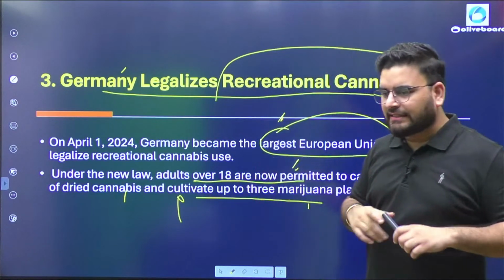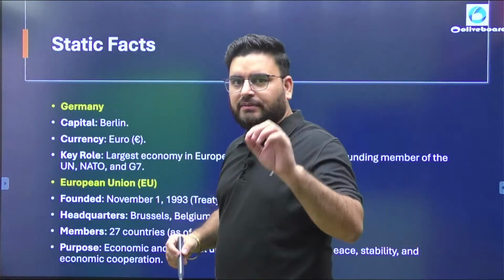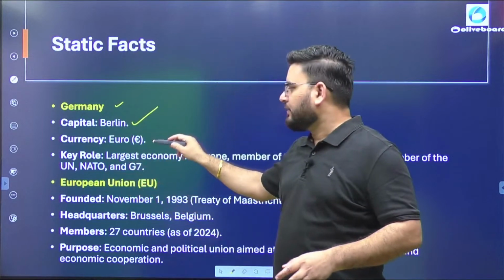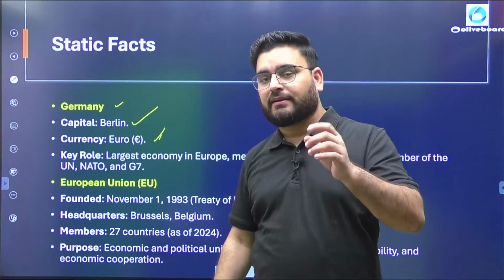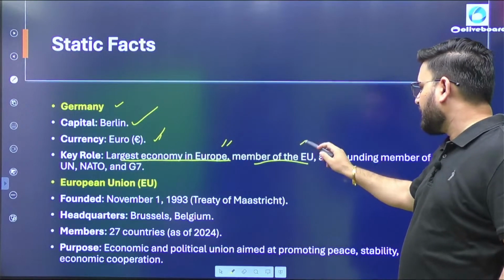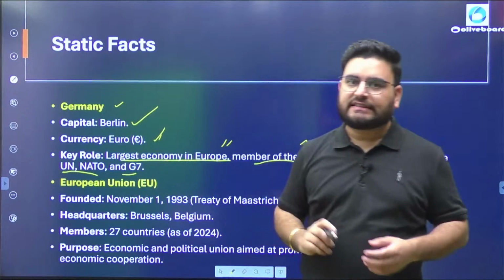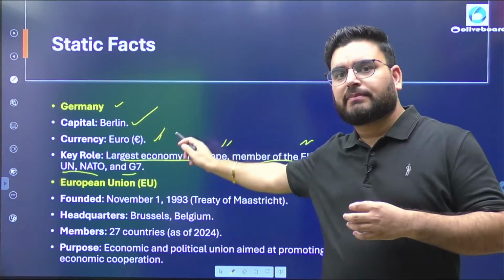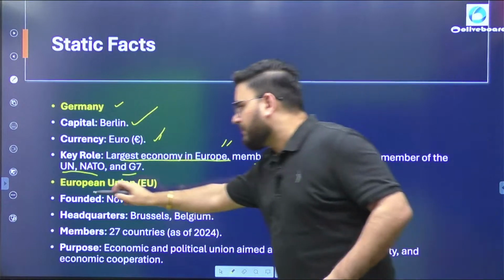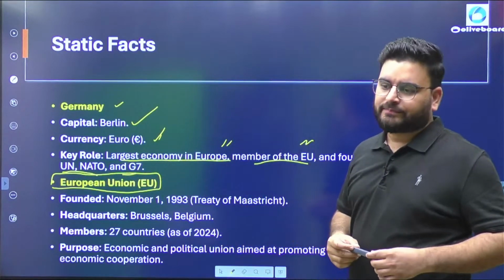Okay, now let's relate with the static thing. You have to know something about Germany. The capital is Berlin, the currency is euro, and remember, it is the largest economy in Europe, a member of the European Union, and the founding member of United Nations, NATO, and the G7. See, Germany's membership in all these. Okay, now coming to the second aspect, the second static thing is European Union.